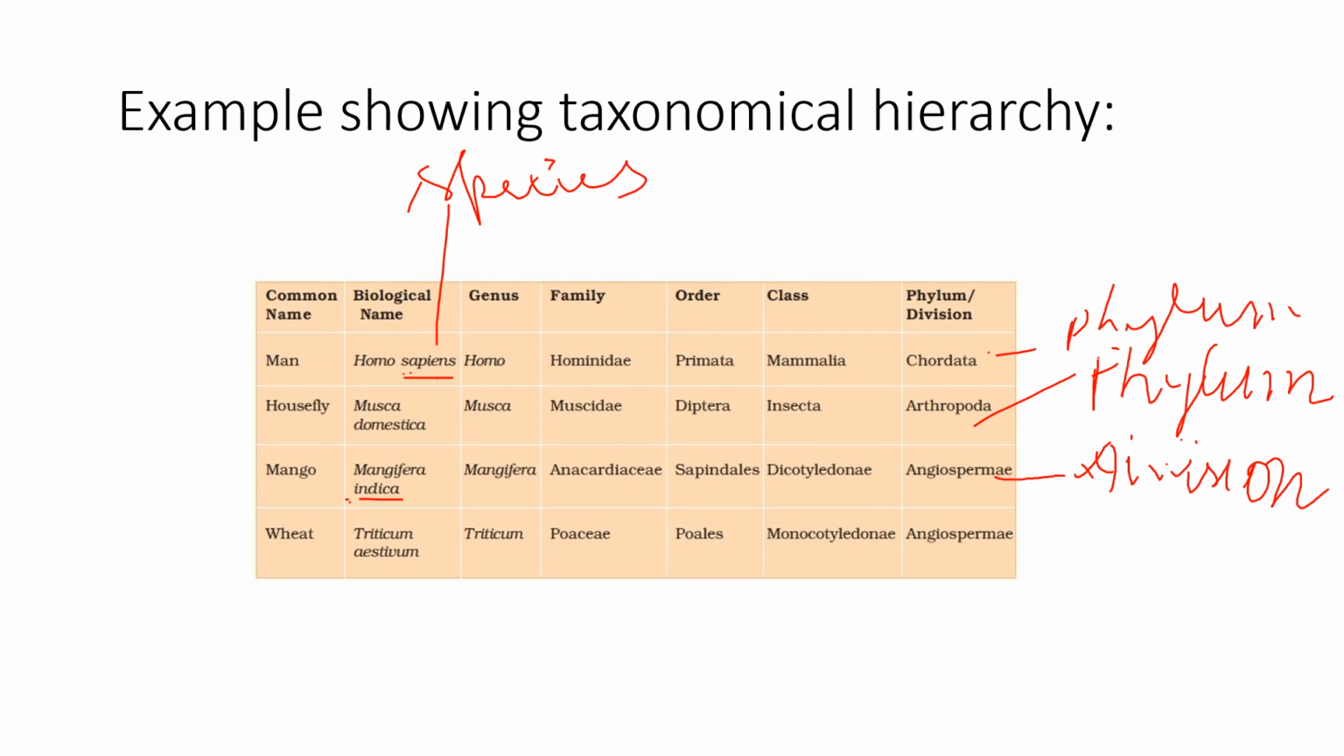Now Triticum aestivum. This aestivum is the species name, Triticum is the genus name, Poaceae family, order Poales, class Monocotyledonae, division, sorry, here it is division, is Angiospermae.